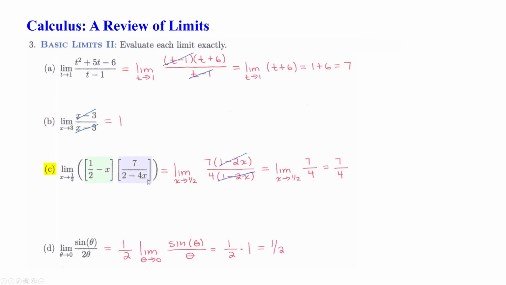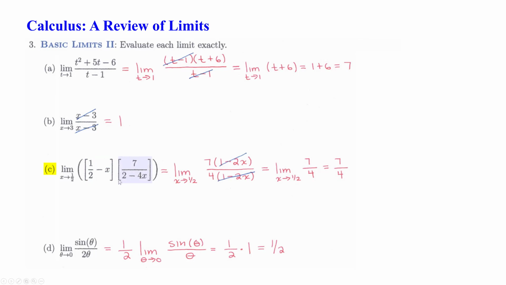Now this one's a little interesting. So if we look at each piece separately, again, we're plugging in to figure out where the limits go because these are rational functions, or where they would go. This left-hand factor goes to 0. 1/2 minus 1/2 is 0. Now, can we evaluate this limit?